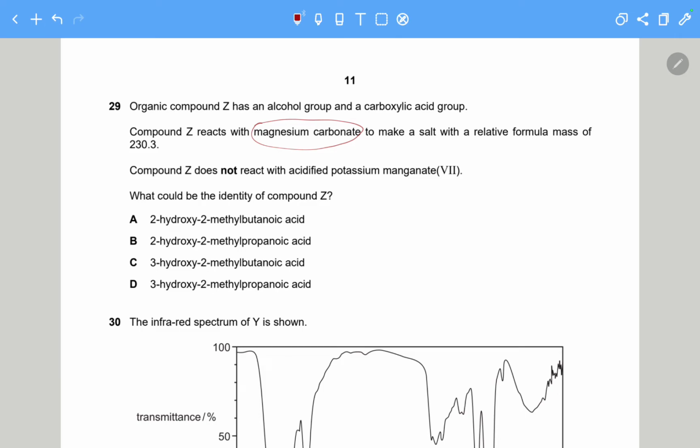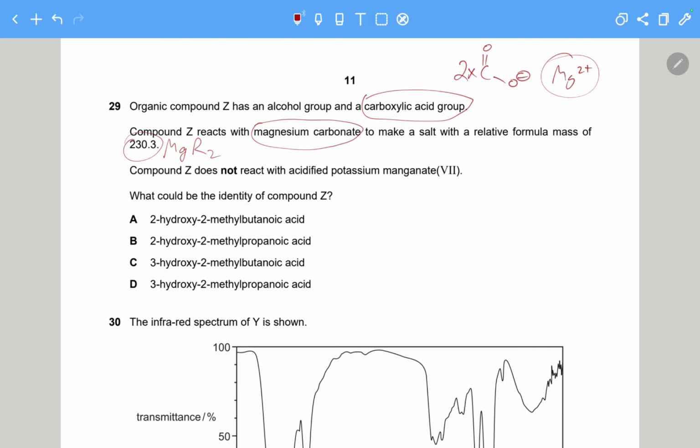And then compound Z does not react with acidified potassium manganate. And it makes a salt with the relative formula mass of 230.3. So this means there will be a salt formed, and MgR2 will be the formula. R is basically the organic chain, because there is one carboxylic acid group, which will give the carboxylate ion, not carbonate, carboxylate ion, and we have Mg2+. So you need 2 units of this to balance the charge with Mg2+. So it will be an MgR2 salt, and the MgR2 salt should have a mass of 230.3.